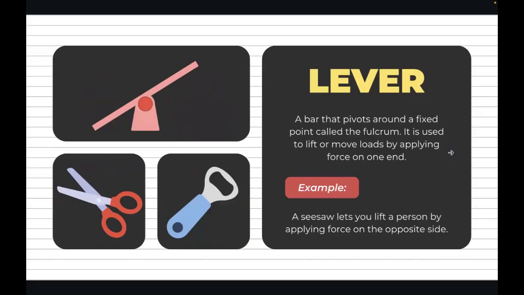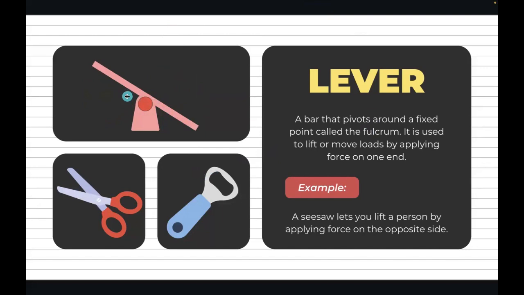So right now we're gonna go into those six main categories. A lever is a bar that pivots around a fixed point called the fulcrum, or just the pivot. This would be the fixed point here. This is kind of like the seesaw that we just saw. It's used to lift or move loads by applying a force on one end. So if we have a really big load or weight right here, and we want to get it high up, we can put a weight over here, make it jump almost. For example, a seesaw lets you lift a person by applying force on the opposite side.